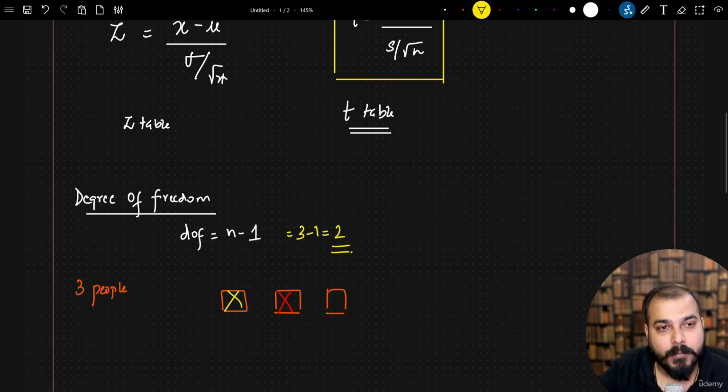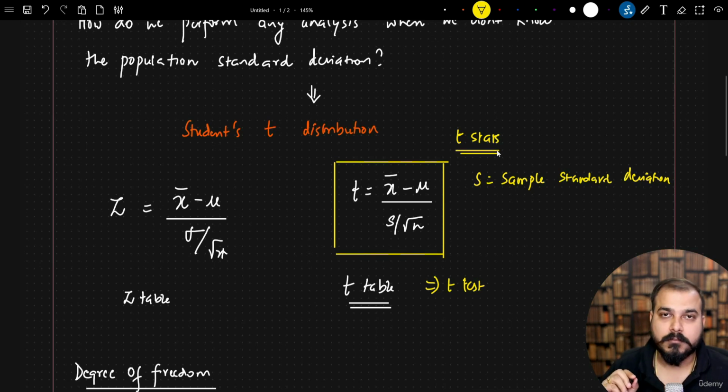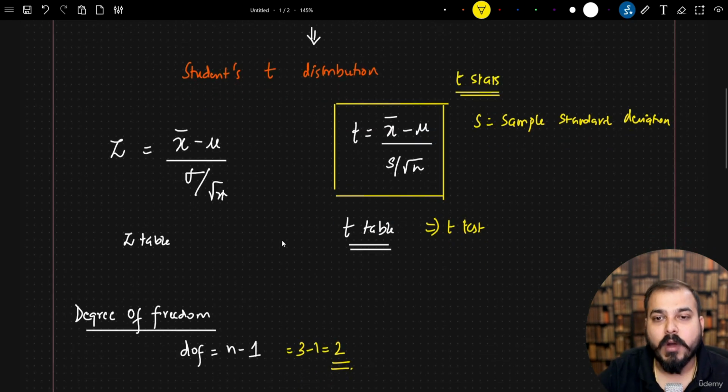And this will be super important when we are doing any analysis with the help of the t-test. We specifically say this as t-test, or we can also call it t-stats. I hope you understood this.